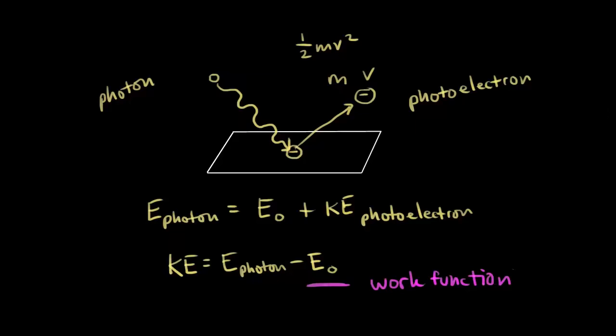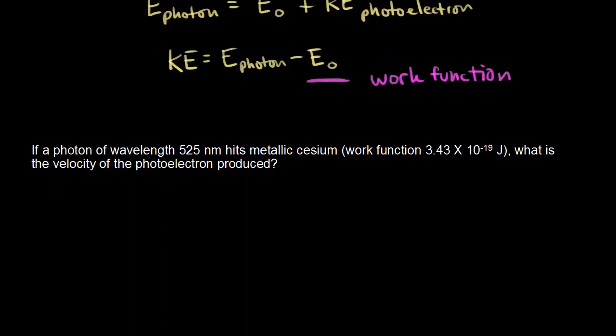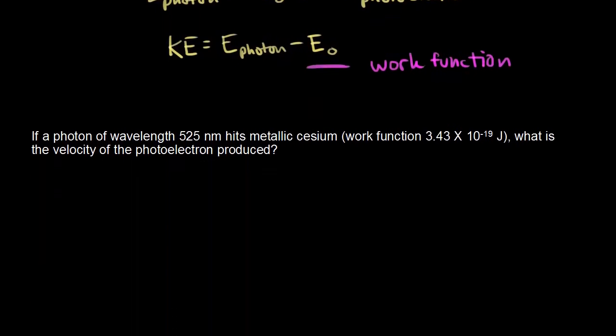Now that we understand the general idea of the photoelectric effect, let's look at what this problem asks us. The problem says, if a photon of wavelength 525 nanometers hits metallic cesium, and here's the work function for metallic cesium, what is the velocity of the photoelectron produced? They want to know the velocity of the photoelectron produced, which we know is hiding in the kinetic energy right here. And we also know what the work function is, so we know what E naught is here. What we don't know is the energy of the photon, so that's what we need to calculate first.